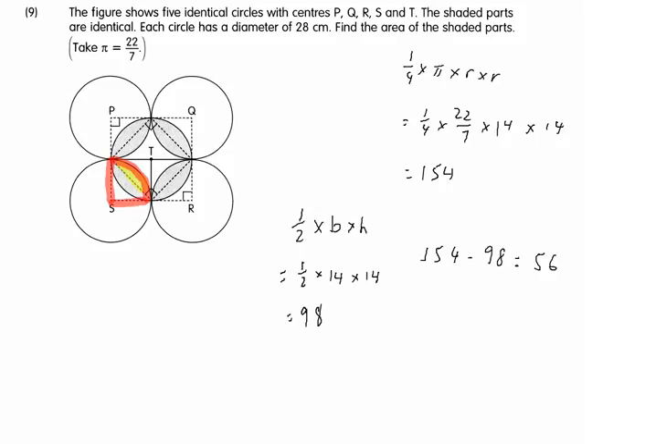Okay, so I got 56, and this is my yellow shaded region, right? Correct or wrong? And 56, how many times must I multiply it by to get the final answer, Kaden? Four, 8. You sure?